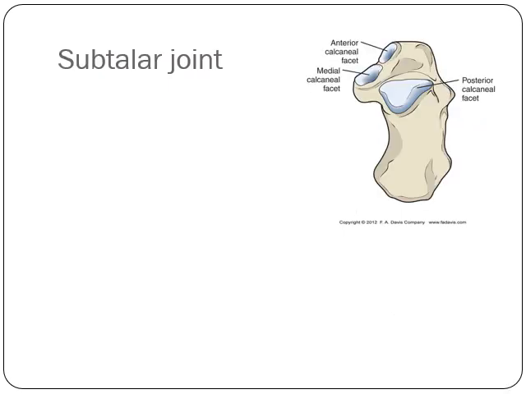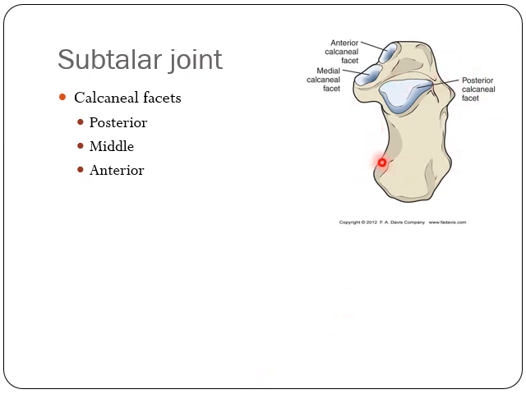So next we're going to talk about the subtalar joint. We're looking at the articulation between the talus and the calcaneus. In looking at this, it's important to note the calcaneal facet. Just to orientate yourself, we're looking at the calcaneus here.